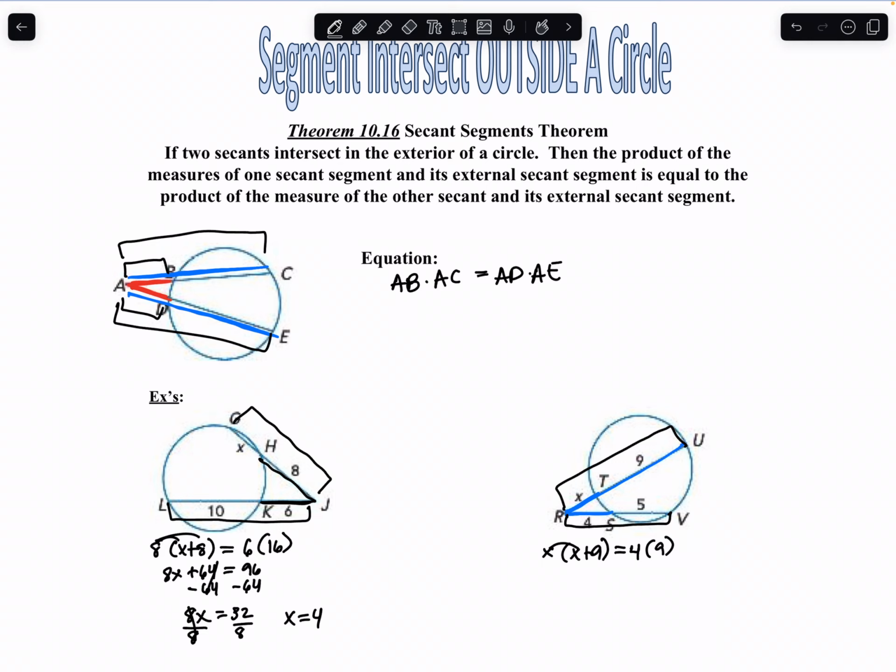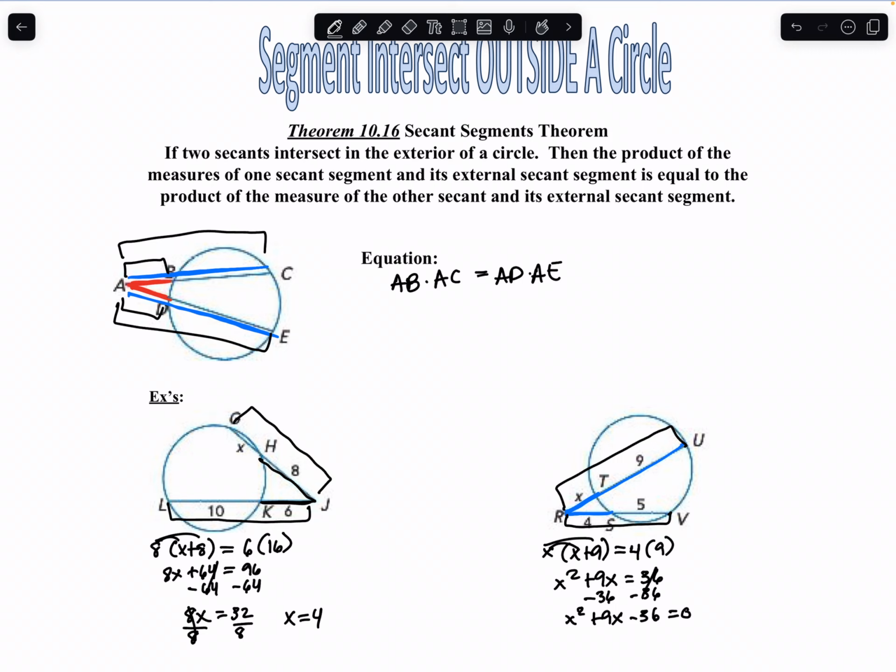X times x is x squared. X times 9 is positive 9x. 4 times the full length is 36. This quadratic, I cannot isolate the variable as we did before, so I'm going to move everything to one side. Subtract 36 on both sides. X squared plus 9x minus 36 equals 0. I now know that I'm going to have two possible x values, right?